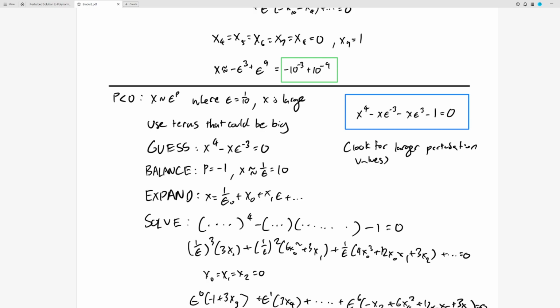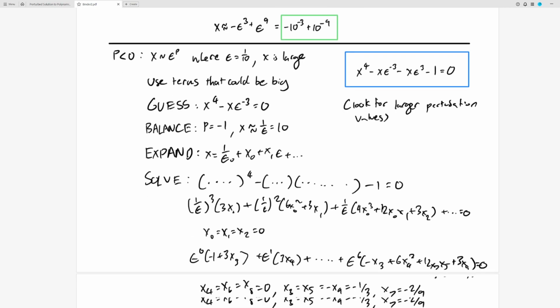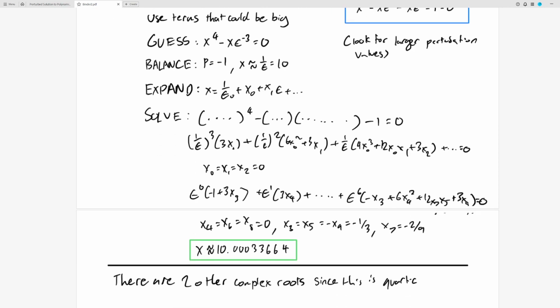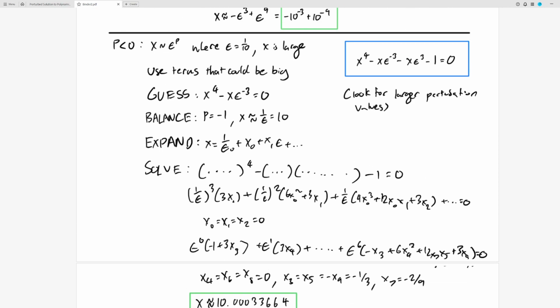And let's just check this again. So balanced terms, you're going to get p equals negative 1. And plugging in p equals negative 1, you're going to get x to be on the order of 10. So yeah, that's true that x is going to be larger than this value. So now we can work with this. You expand this around 10, but then the scale, of course, always decreases every time. And plug this into the equation for x, the expansion into x.